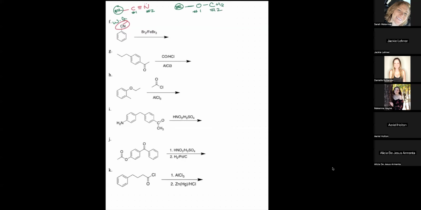If whatever is in position number 1 is more electronegative than what's in position number 2, then it will be a donating group. But if whatever is in position number 2 is more electronegative than position number 1, then it will be a withdrawing group, right? Because it's more electronegative, so it's pulling the electrons away from the ring. Does that make sense?